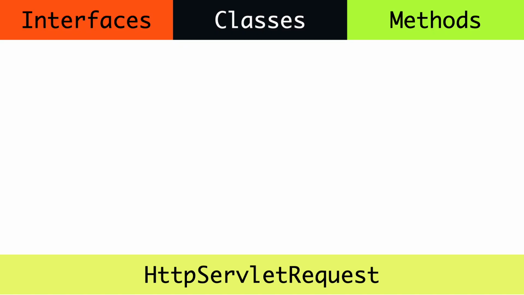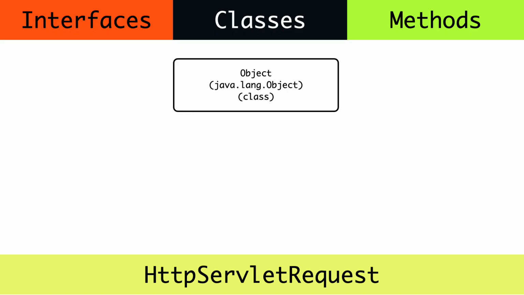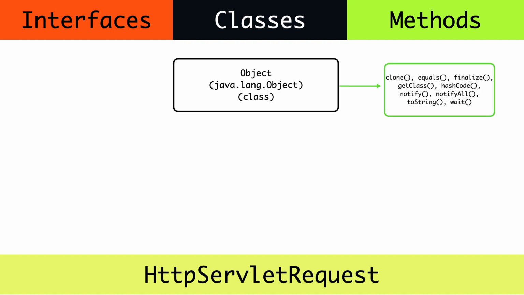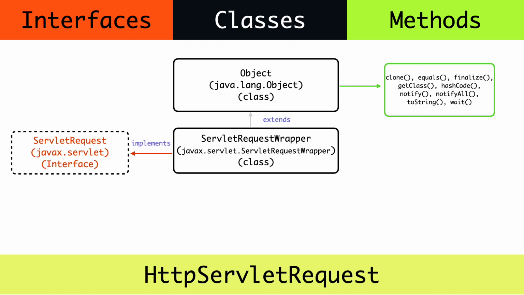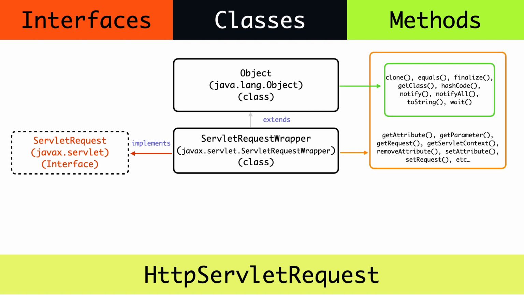We'll see the hierarchy of interfaces and classes which are involved in HttpServletRequest. Once again, the Object class is a superclass which contains methods like toString and equals, which are very commonly used. And we have ServletRequestWrapper, which is a class that inherits from the Object class, and it implements the ServletRequest interface, and it contains methods like getAttribute, getParameter, getRequest, getServletContext, removeAttribute, setRequest, etc.